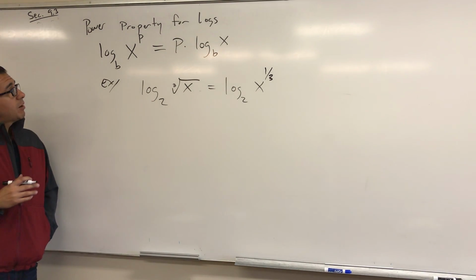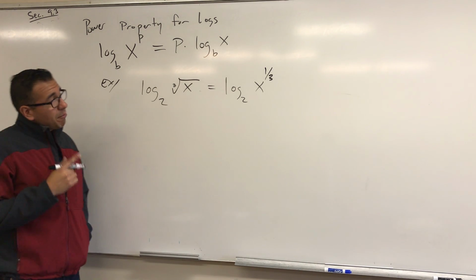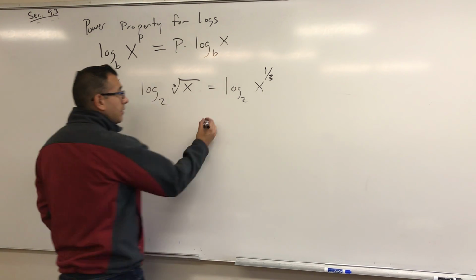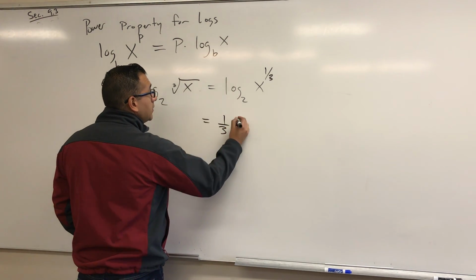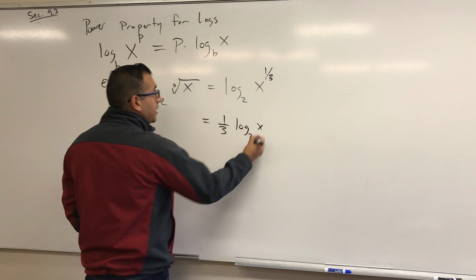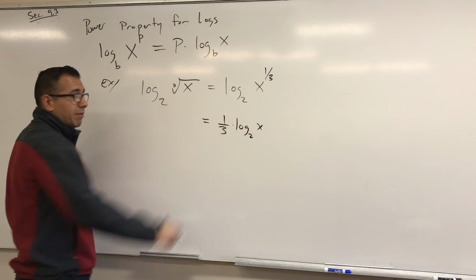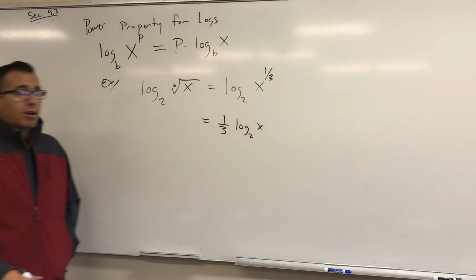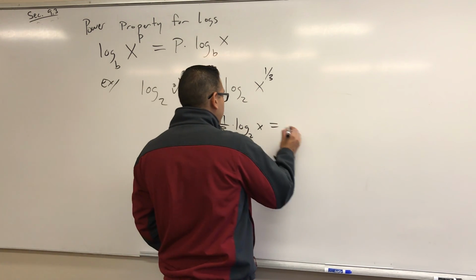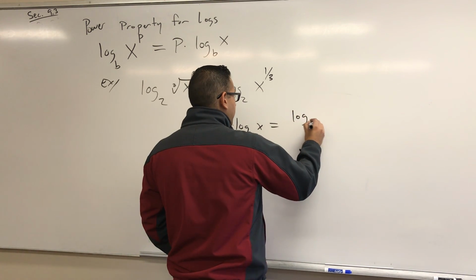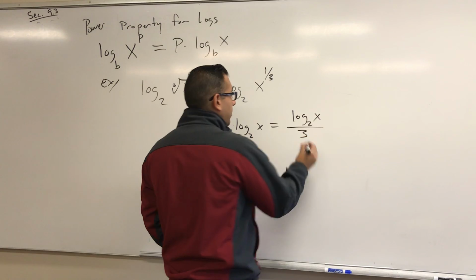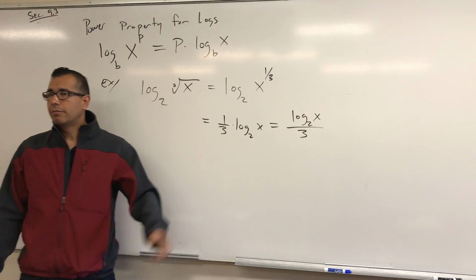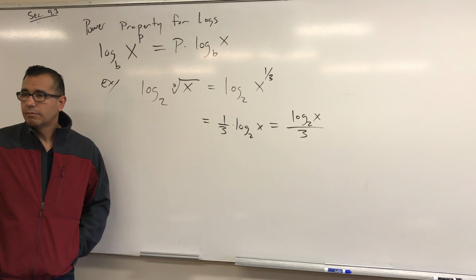And so now what this property tells us is that what's going to happen to that 1/3? It goes to the front. And that's it. So you have 1/3 times that right there. And if you wanted to be cool and fancy and impress your mom on Mother's Day, you could write it like this. Just put the 3 on the bottom, but it means exactly the same.